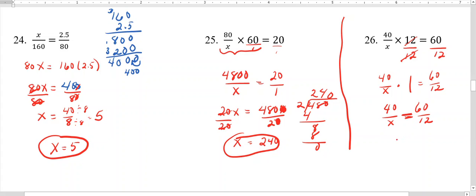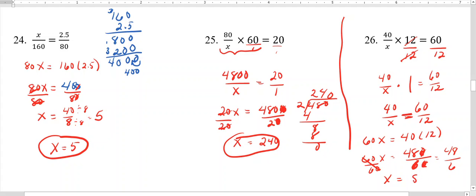So I'm going to do x times 60 gets 60x, and 40 times 12, and 60x equals 480. Divide by 60. Those 60s cancel, so x equals, these zeros cancel. So I have now 48 divided by 6. 6 times 8 gives me 48. So there's that answer. So there are 2 different ways I can do those.